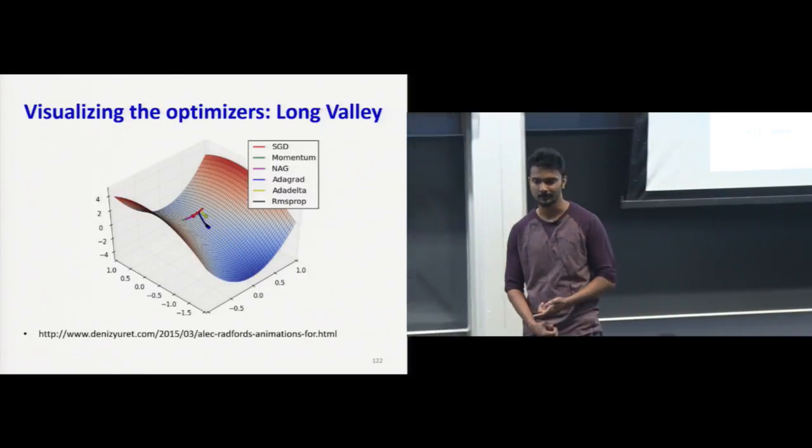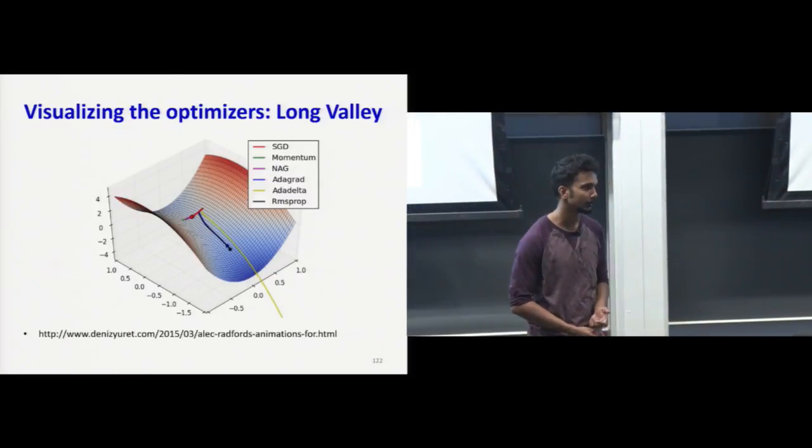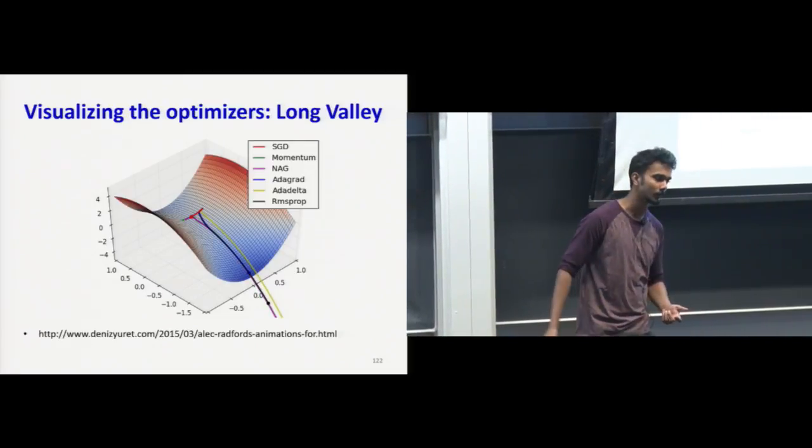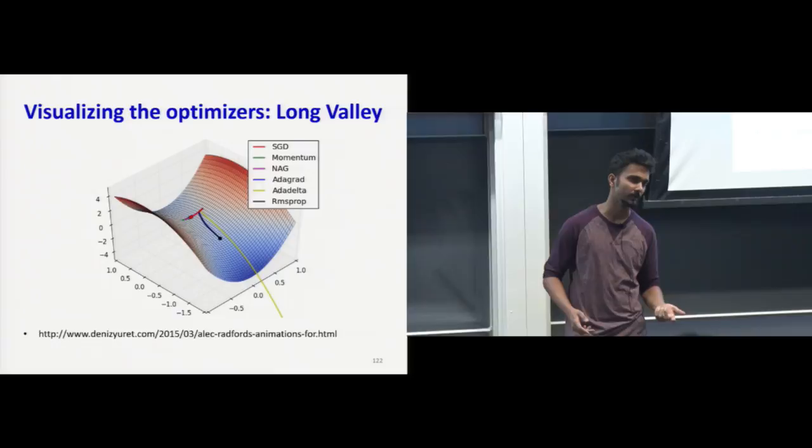Sure. So if you have a learning rate which is adaptive, which keeps changing, then probably you can start off with a larger learning rate, explore areas, and then move into a global minima, I guess.